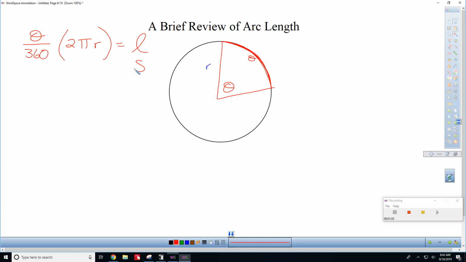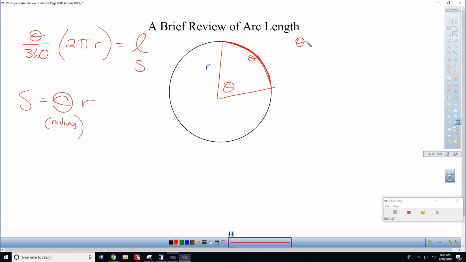Okay? So, it's really advantageous to work in radians, because another way to find S is just to take theta in radians and multiply it by r. Okay, so let's just do an example to make sure you understand what that is.